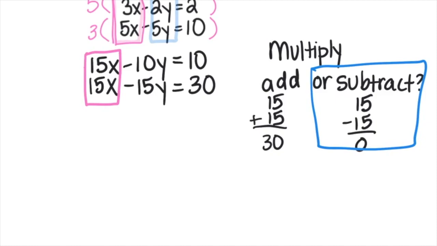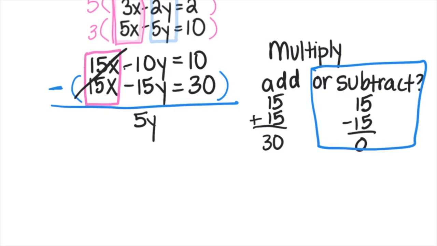So I'm going to highlight the whole bottom equation, and I'm going to subtract that. So column 1, 15 minus 15, that equals 0. So we're going to cancel that out. Then we have negative 10 minus negative 15. That's going to give me positive 5y.